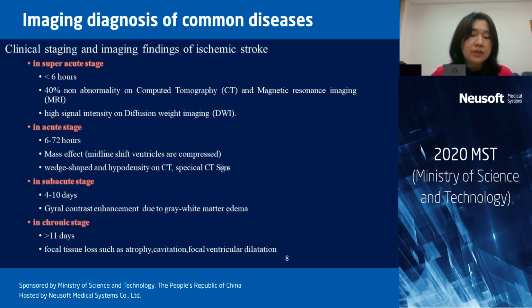From 6 to 72 hours in the acute stage, CT shows low intensity, mass effect, midline shift and special CT signs. From 4 to 10 days in the subacute stage, gyral contrast enhancement due to gray-white matter edema. If time is more than 11 days, in the chronic stage, CT and MRI could show focal tissue loss, such as atrophy, cavitation, focal ventricular dilatation.